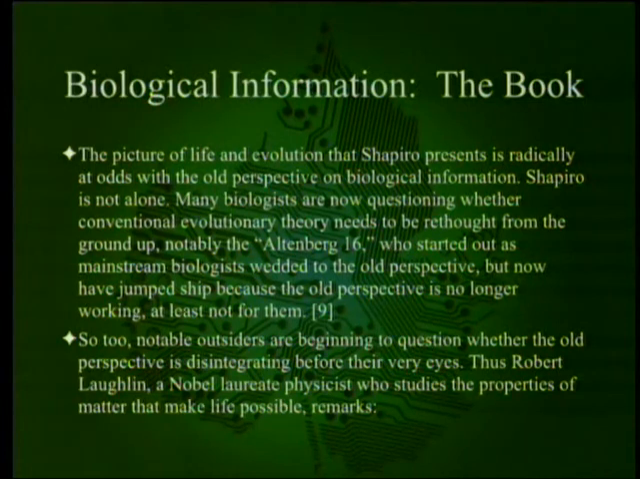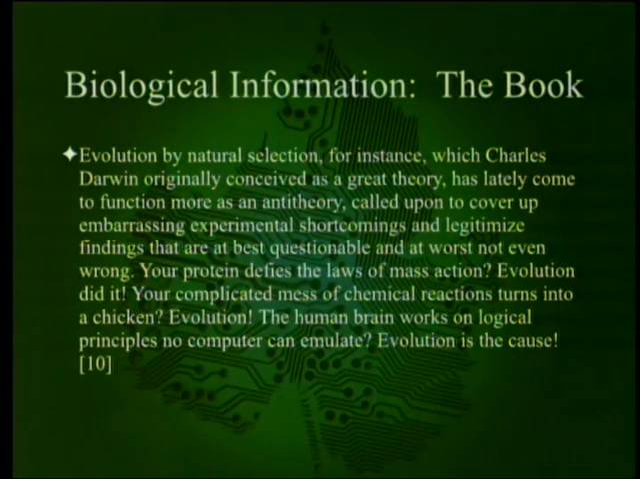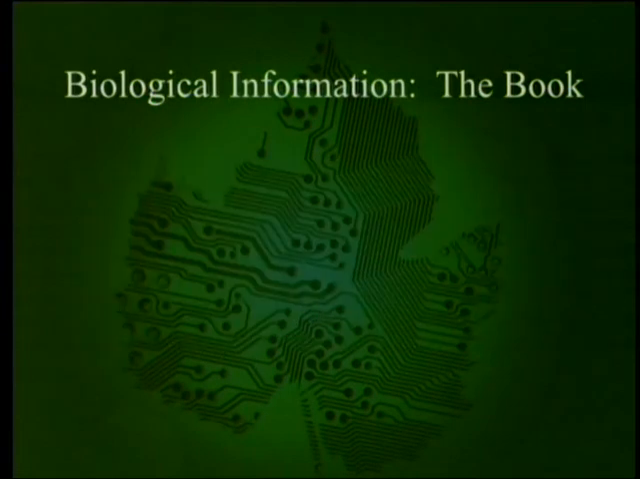Robert Laughlin, a Nobel laureate physicist who studies the properties of matter that make life possible, remarks, "Evolution by natural selection, for instance, which Charles Darwin originally conceived as a great theory, has lately come to function more as an anti-theory, called up to cover up embarrassing experimental shortcomings and legitimate findings that are at best questionable and at worst even wrong. Your protein defies the laws of mass action? Evolution did it. Your complicated mess of chemical reactions turns into a chicken? Evolution. The human brain works on logical principles no computer can emulate? Evolution is the cause." Obviously, he's somewhat skeptical, and as you can see, I'm skipping a little bit here.